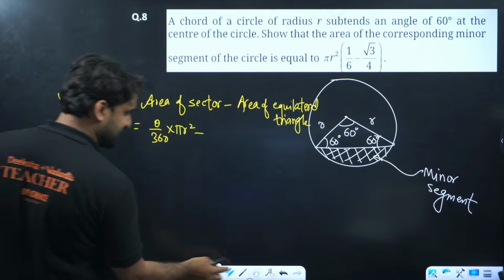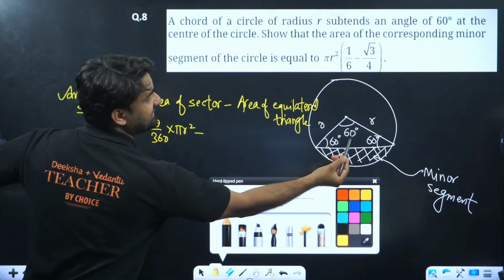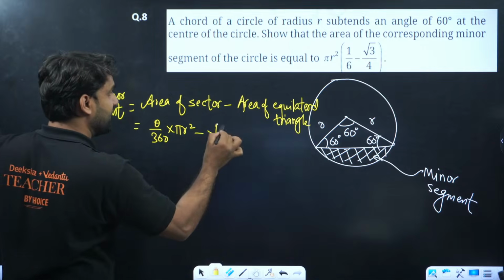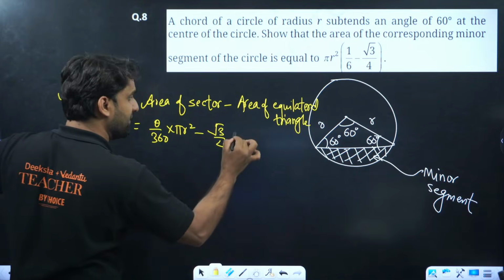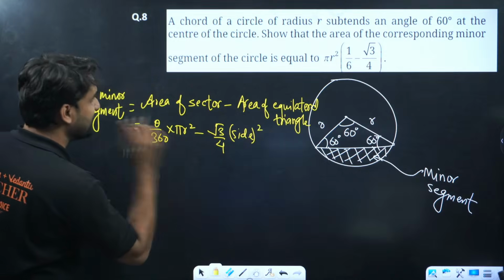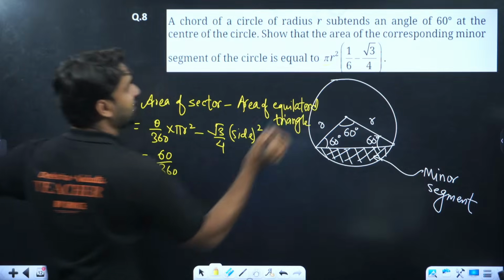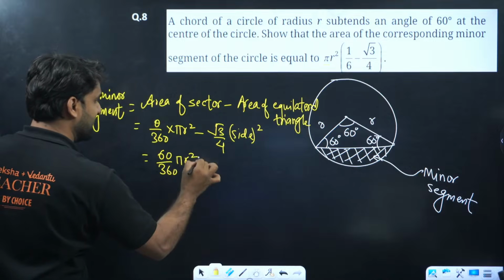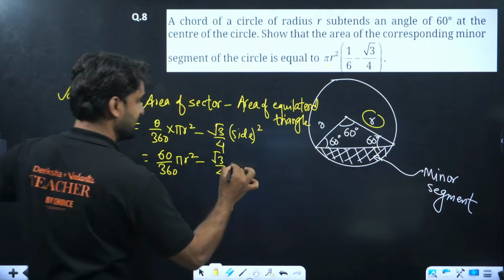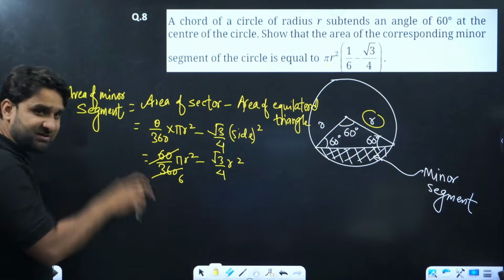So theta by 360 pi r square, minus the triangle. The triangle is equilateral, 60, 60, 60. All the angles are 60 degrees, so the triangle is equilateral. So the area of an equilateral triangle is root 3 by 4 side square. This is the formula. Now put in the values. Theta is 60 divided by 360, and we have to prove it in terms of pi, so pi will remain as it is, root 3 by 4. And what is the side? The side is the radius, r square. So the zeros cancel, and 6 times 6 is 36.